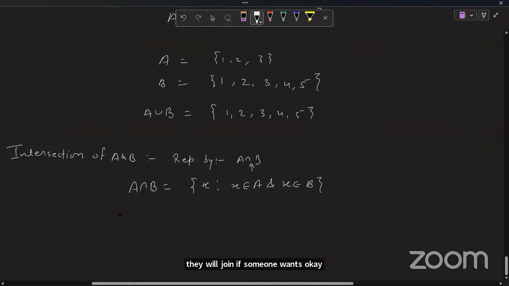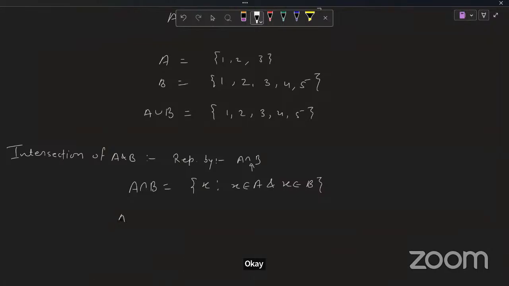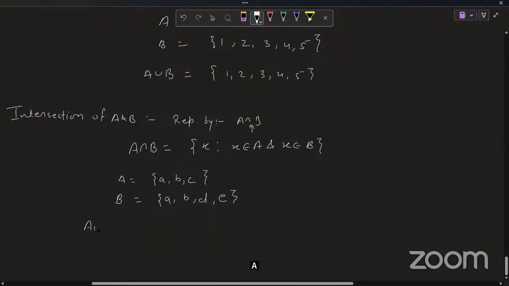Understood this? So for example, suppose A is equal to A, B, C, and B is equal to A, B, D, E. So what will be my A intersection B? A and B. I just need to find the common elements, right? Common elements of A and B.